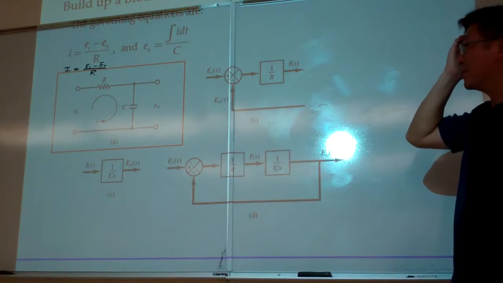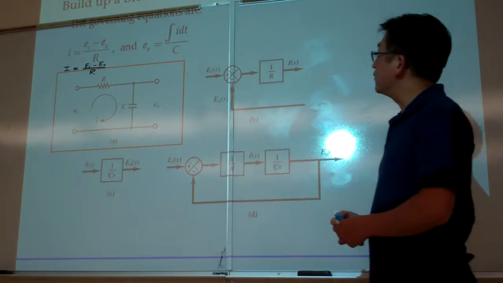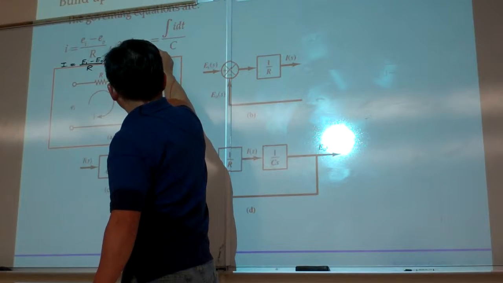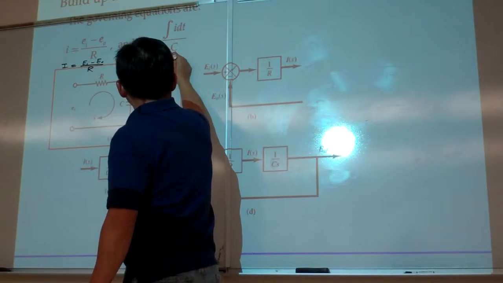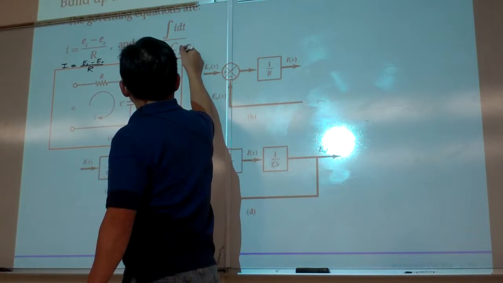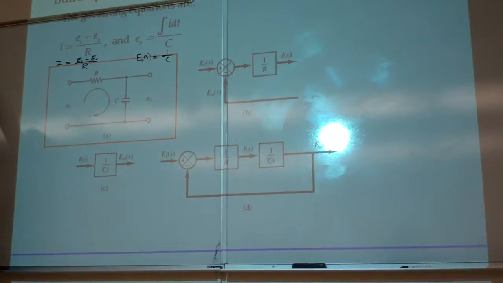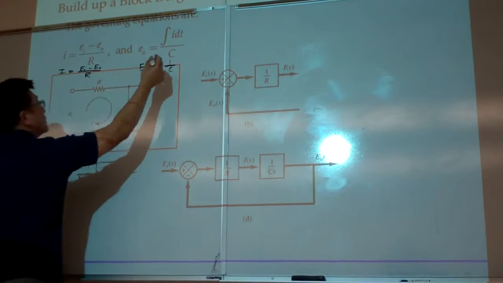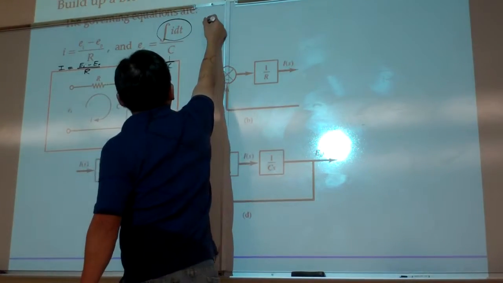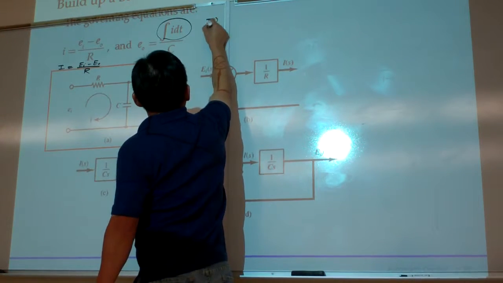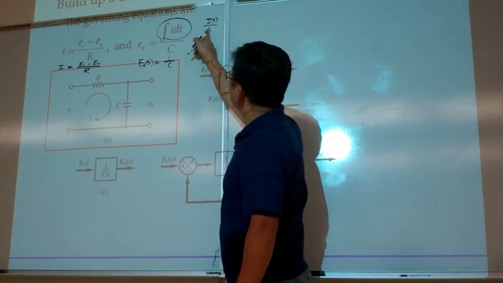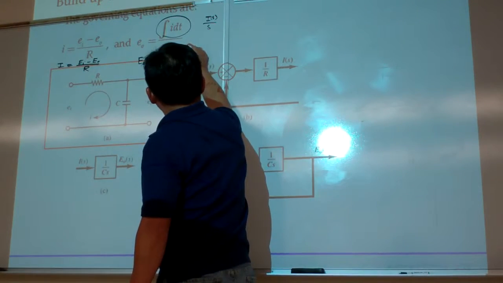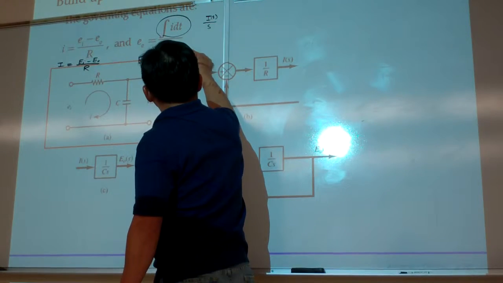Okay? Very straightforward. Then the second one, sorry, we take the Laplace transform of this one. So again, this is constant C. And for the integral, basically the integral of I becomes I(s) divided by s. So the integral after the Laplace transform is 1 over s. So basically this is I(s) divided by s.